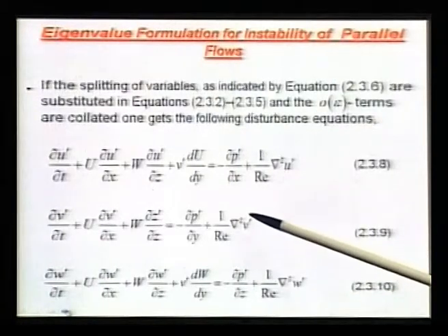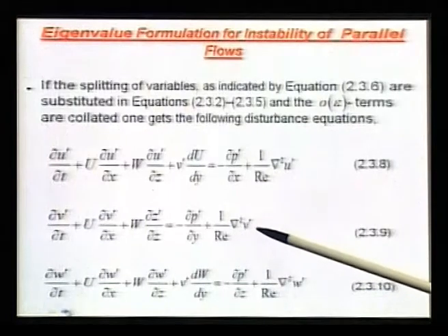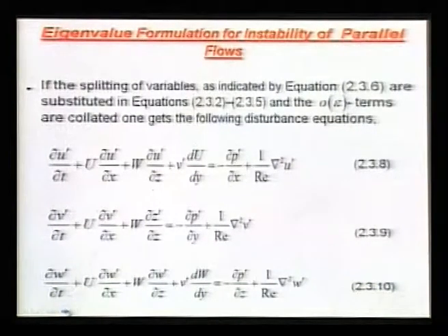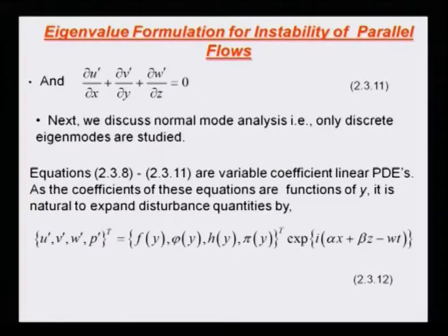The same way, the y momentum equation can be simplified to yield this differential equation for v prime, and the corresponding equation is written for the z momentum equation at the bottom. So, these are 3 equations. This has to be supplemented with the perturbation equation obtained from the equation of continuity. That is fairly straightforward. You can directly write it down.